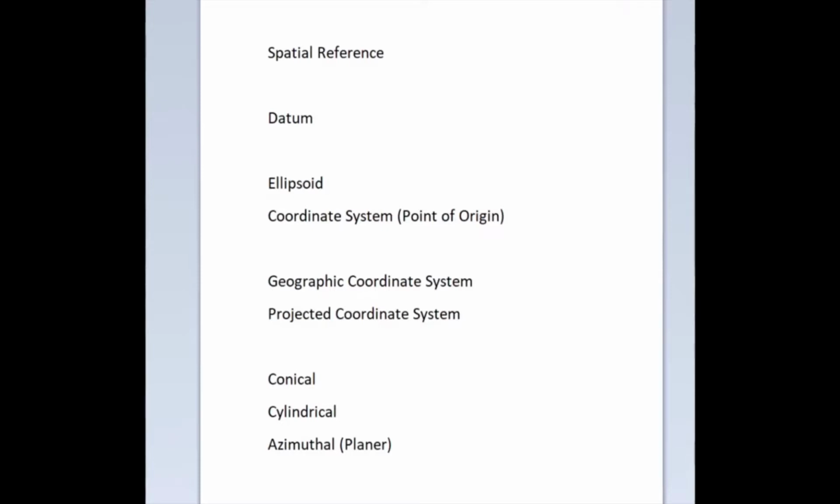When you're studying this material, you should be able to draw out this type of outline and understand what each part of the outline means. So here we go. Essentially, a spatial reference is simply how we get our geospatial data to know where it is on the surface of the Earth.